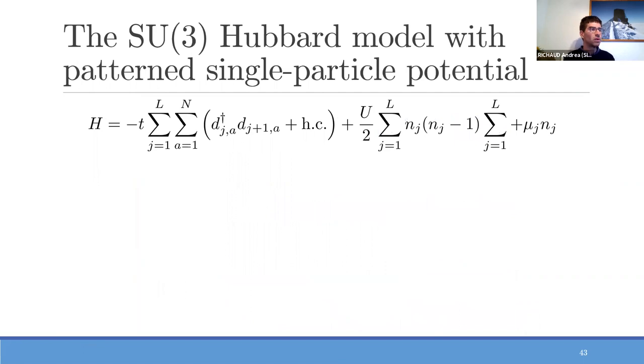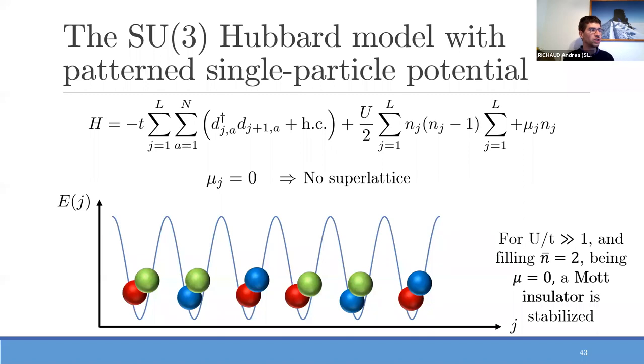So now I will focus on an SU(3) system which has a superlattice, so a patterned potential, which makes some lattice sites deeper and some shallower. In the case of mu J equal to zero, so no superlattice, I have just a regular lattice. And in the limit of strong interaction, so U over t much bigger than one, and filling n equal to two, a Mott insulator is stabilized. So you have two fermions per lattice site, very simple.